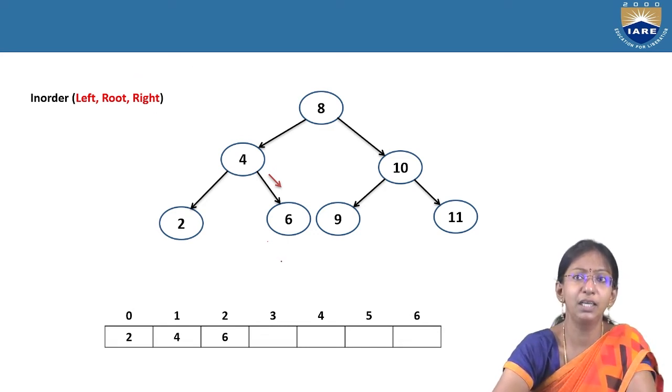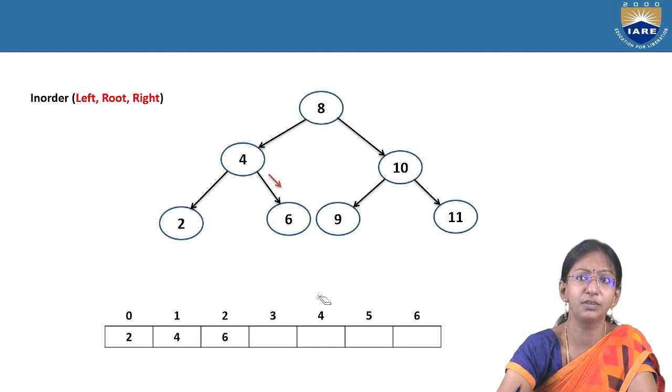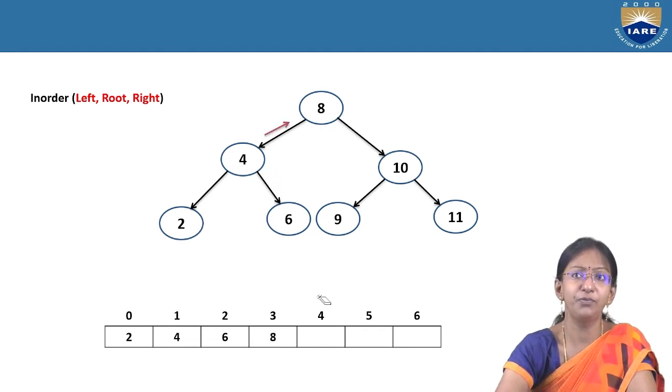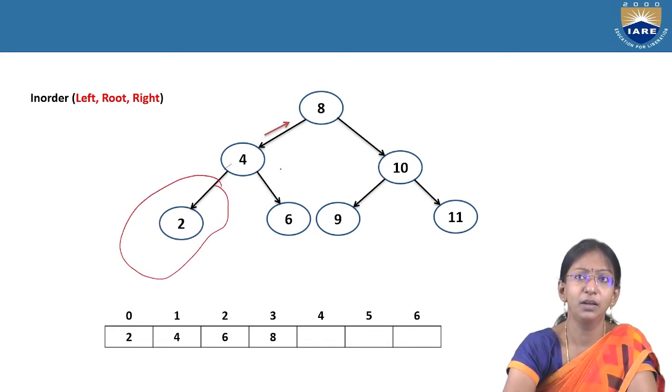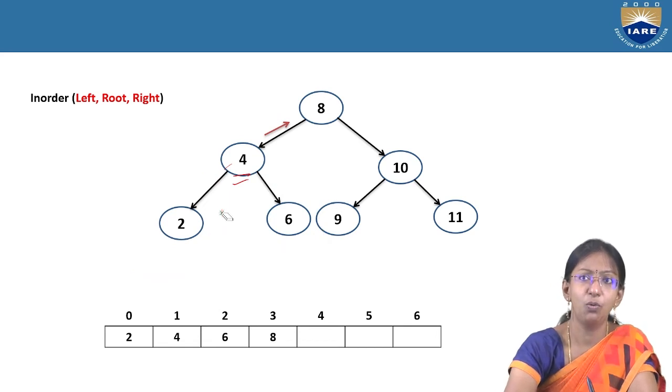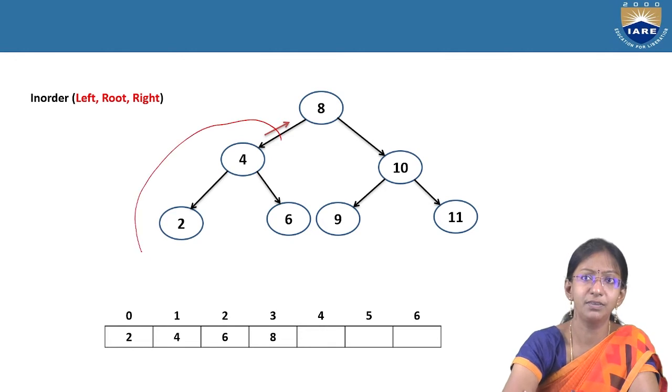Do you have any right child for 6? No. As you do not have any right child for 6, travel in the upward direction, because traveling towards the left of 4 is done. Printing of the root is done. Right side traveling towards the right of 4 is done. As a whole, working with the left subtree of 8 is done.